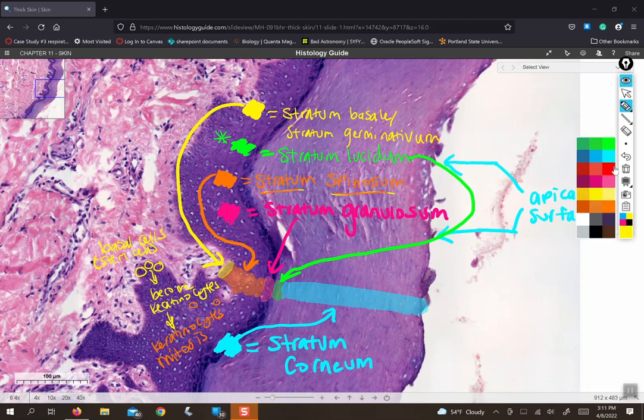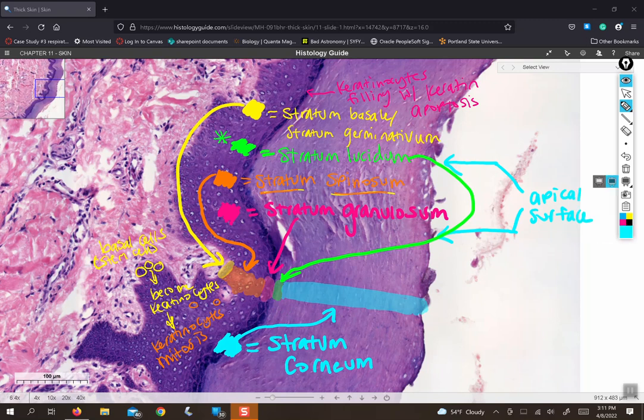And then in the stratum granulosum, those keratinocytes are, I'll draw this up here, filling with keratin, and they are also undergoing apoptosis or programmed cell death. So they're supposed to die. It's not an accident. And then after that, the stratum lucidum and corneum are just made of non-living keratin-filled cells that function in a variety of ways.